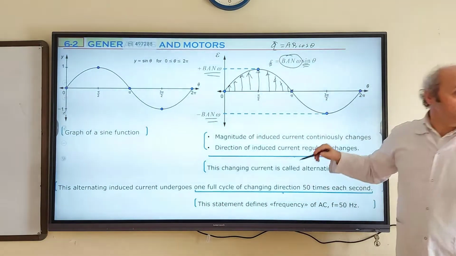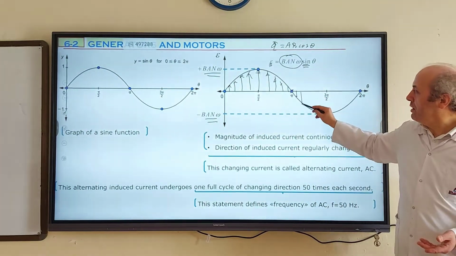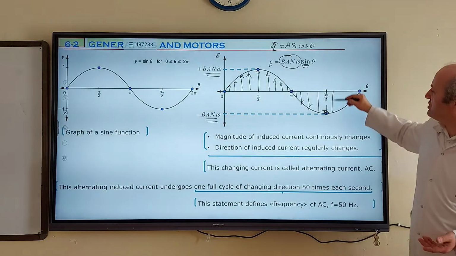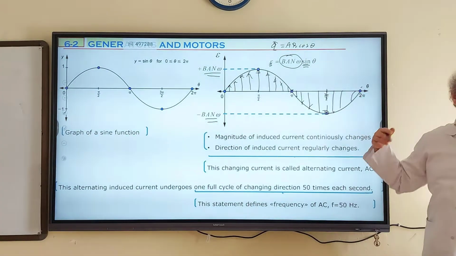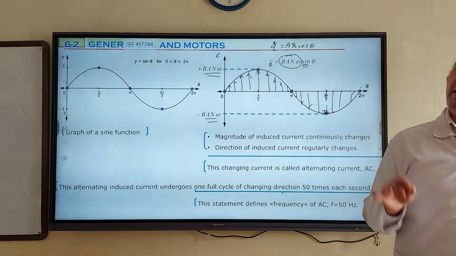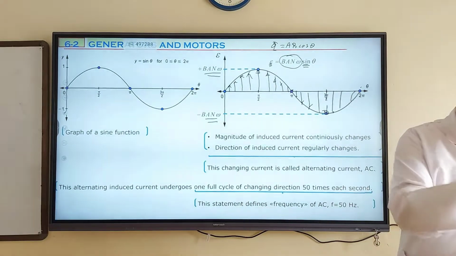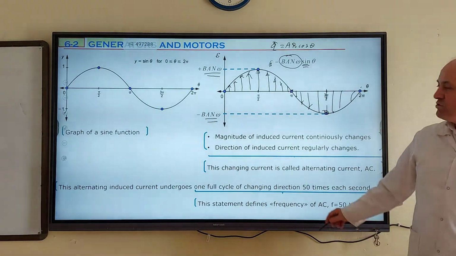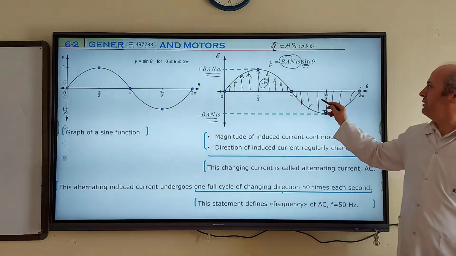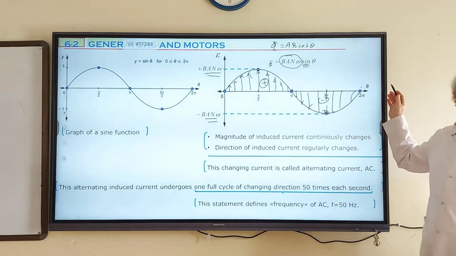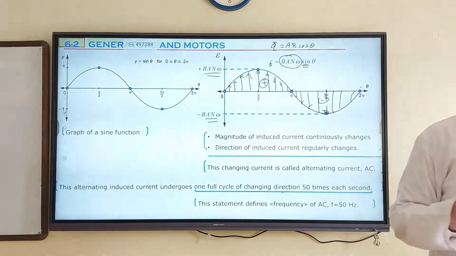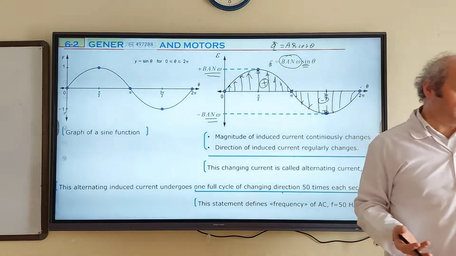Then it starts to increase in the opposite direction, becomes maximum again but in the opposite direction, decreases again and becomes 0. So the magnitude of the induced EMF is continuously changing. The magnitude of the induced current continues to change, and that is one of them. Second, look at the direction. Initially positive, then negative, then positive again, then negative again. Which means the direction of the induced current and the direction of the induced EMF also change.